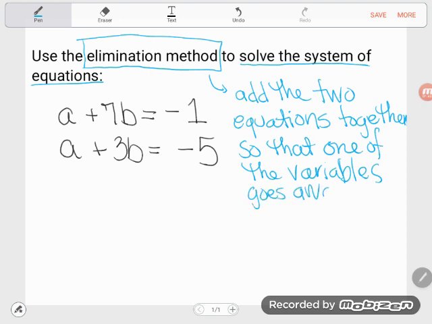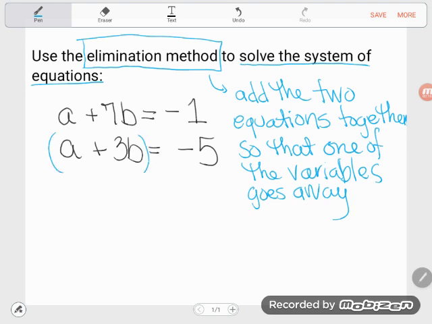But right now, the way this stands, if I were to add these 2 together, this would not be good because nothing would cancel. A plus A would give me 2A, and 7B plus 3B would give me 10B. Nothing would go away. My life would just get worse. So before I add them, I am going to change one of the equations so that I will force something to eliminate. The easiest thing to make eliminate here is the A. And how could I do that? Well, it would go away if these A's just had different signs.